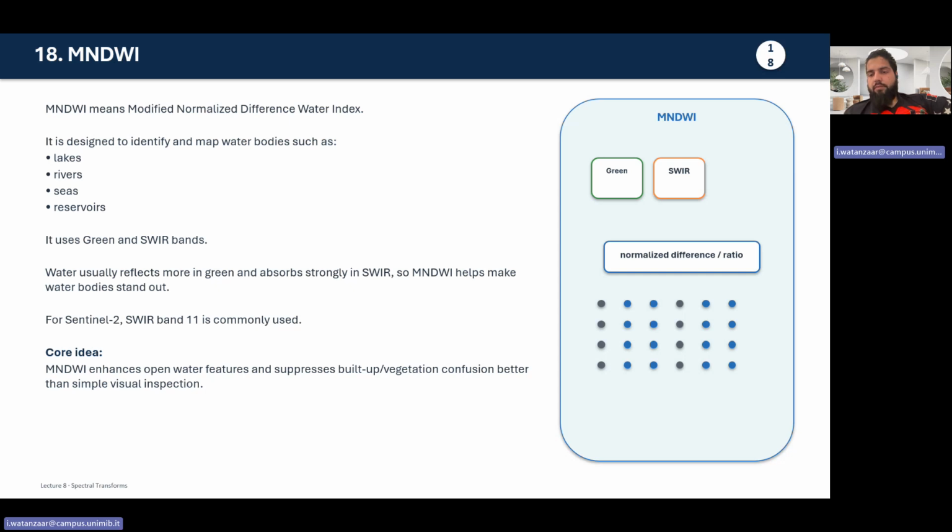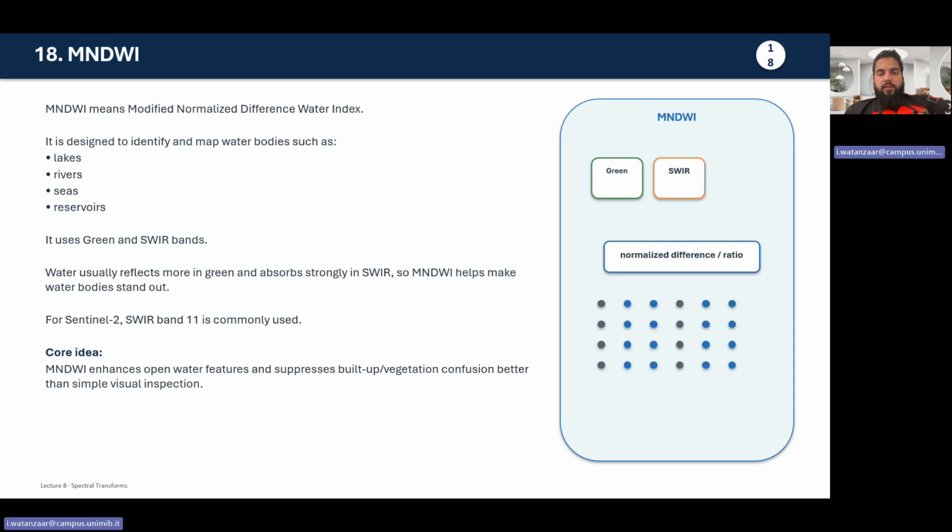So this is really better for understanding, with no confusion between built-up and vegetation as in simple visual inspection. In visual inspection, there is a chance of confusion or overlap between built-up areas and vegetation, but using MNDWI, with the shortwave infrared and green bands, it is really helpful. Like I said, for Sentinel-2, band number 11 is the shortwave infrared, commonly used for water body detection.